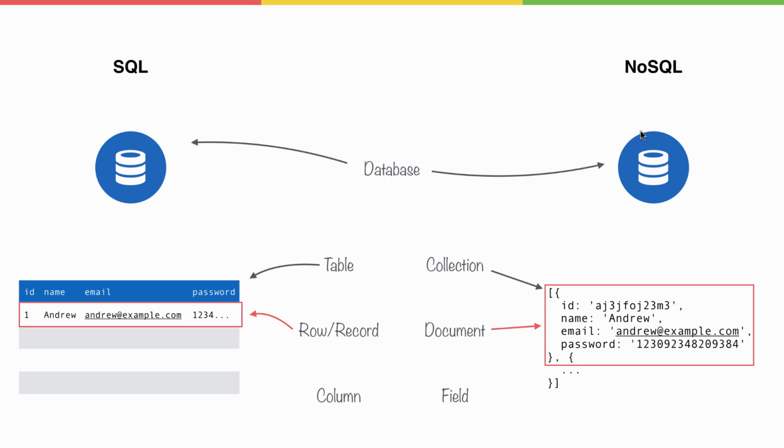So we're going to create a database for the To-Do app. We're going to have a collection of users. We'll have individual user documents, and those documents will have fields. Enough of this vocab. Let's go ahead and actually start using MongoDB.